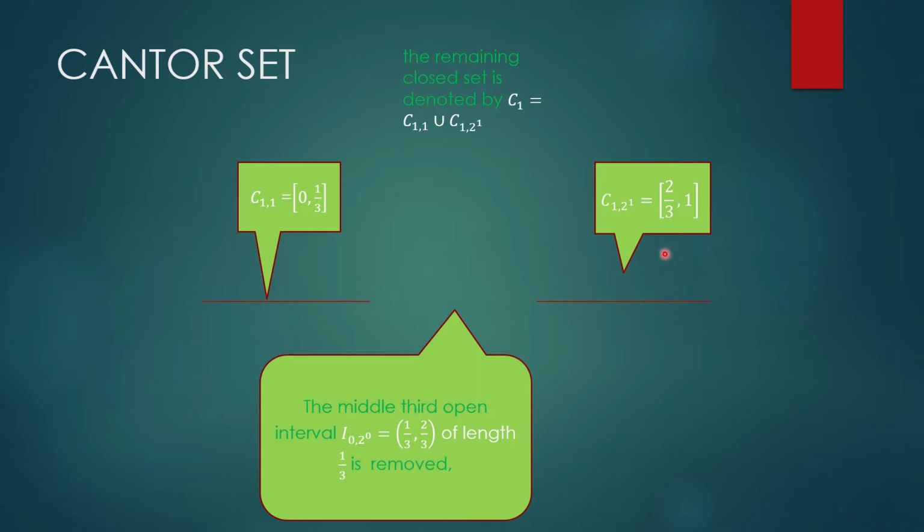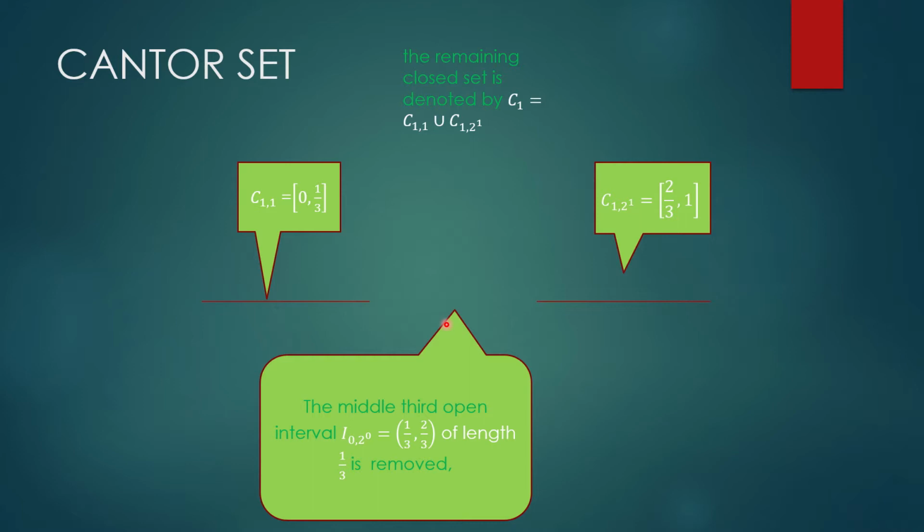So it is a disjoint union of two parts, C11 on the left and C12 on the right. It is the first step of removing an open interval, and that is why we name it C1. Each part has length 1/3, and the removed one is also 1/3. So 1/3 you can write as 1/3 to the power 1, because the first step of removing is step 1. In that way we can generalize.